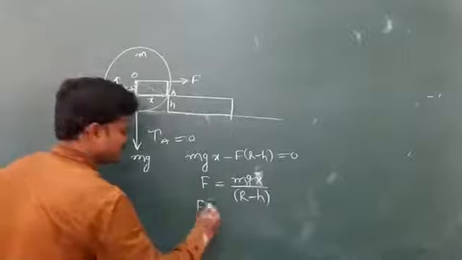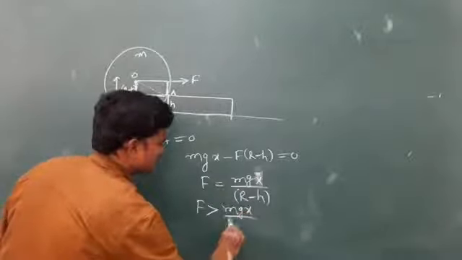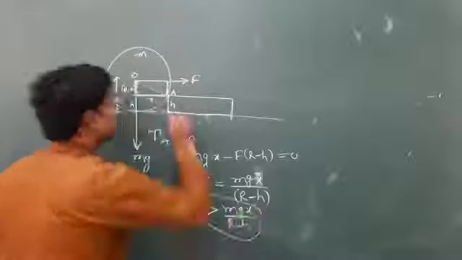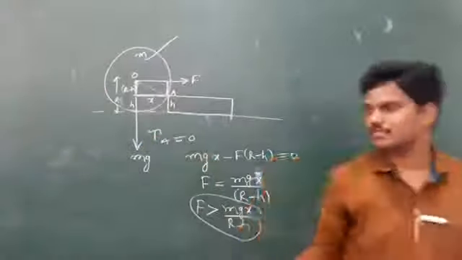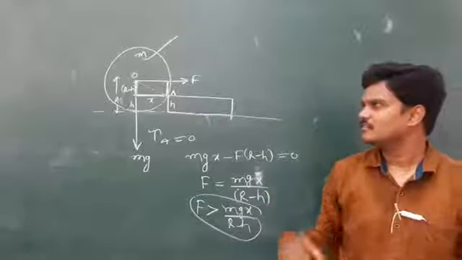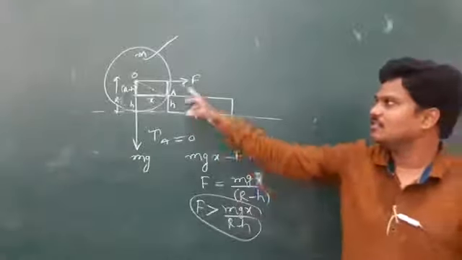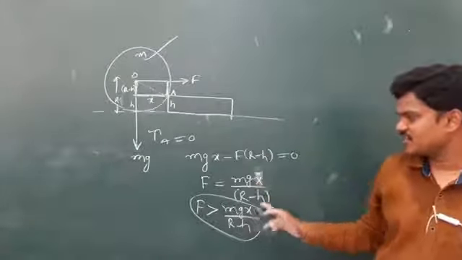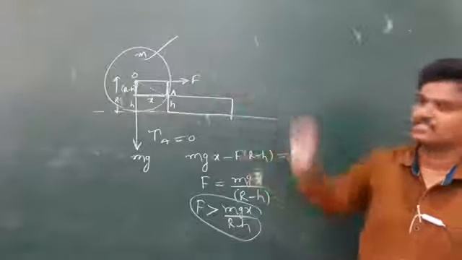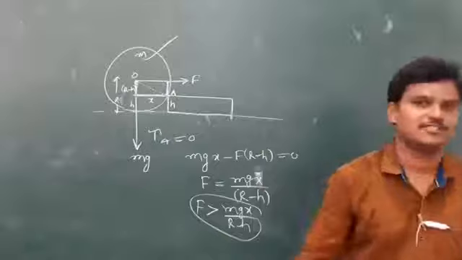And if this f is greater than mg x by r minus h, then this roller will reach onto the step. So this type of problem is also there. We will see somewhat deeper questions in the next classes. If f is greater than mg x by r minus h, then the roller climbs this step. The same concept is there as in toppling. We will see toppling also.